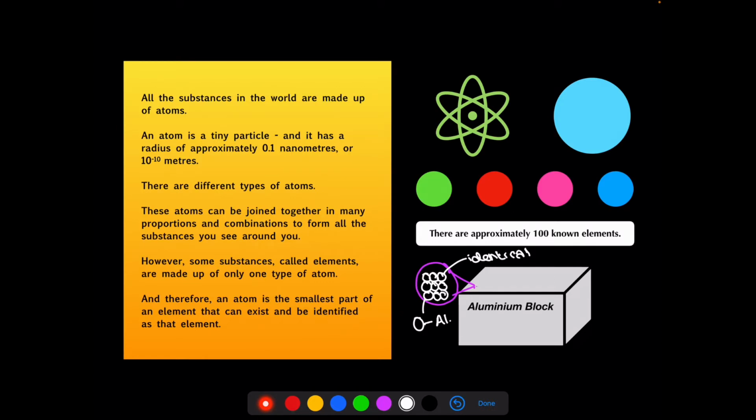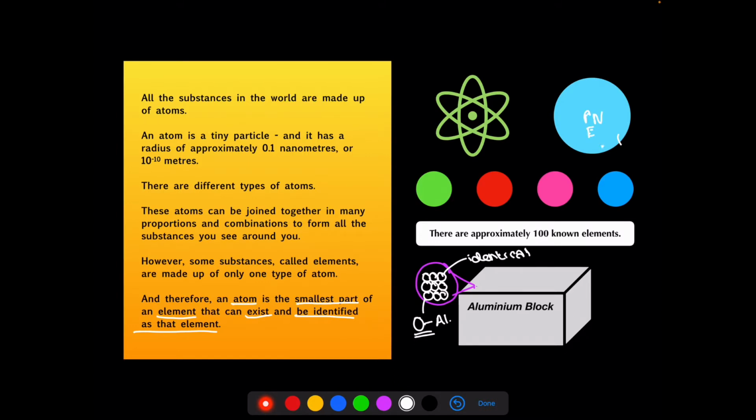But so therefore you can see that an atom is literally the smallest part of an element that can exist and be identified as that element. This last part is very important because if we were to take that atom and look at its different properties, you would see that that is actually just an aluminium atom. In the future you'll see that an atom is not just this spherical particle. There are actually things inside, protons, neutrons, and electrons.